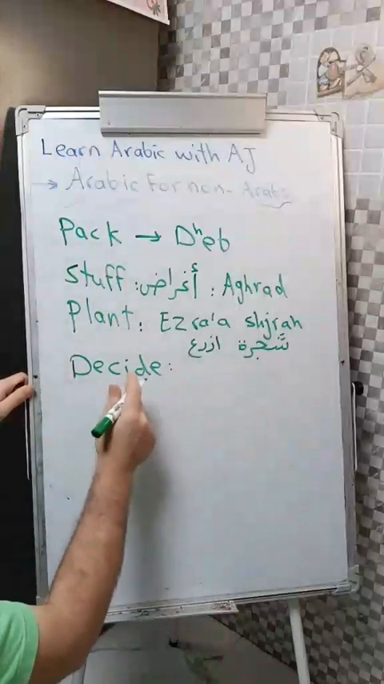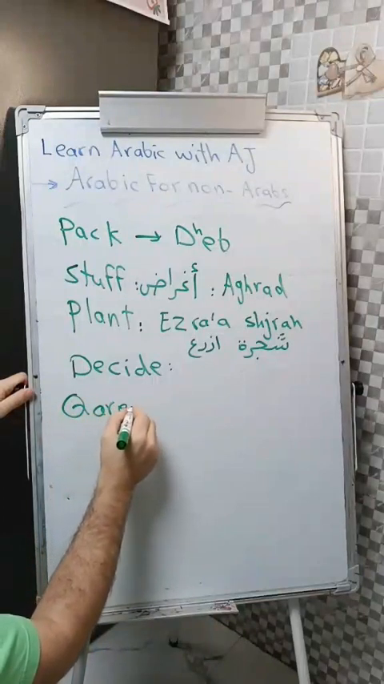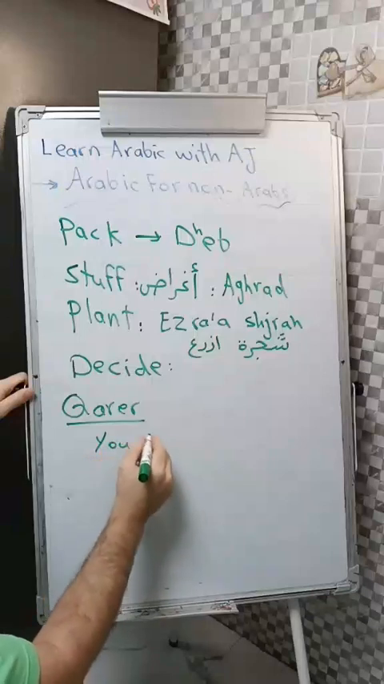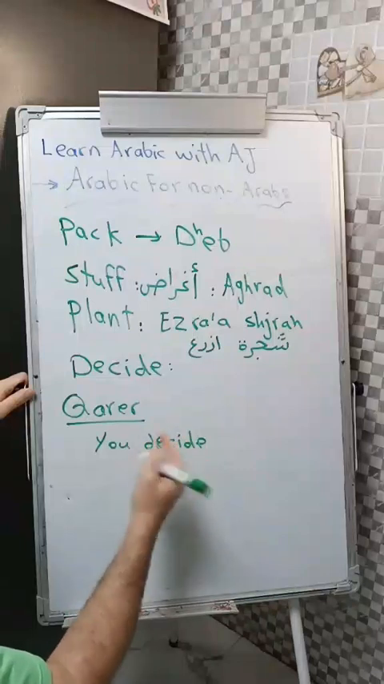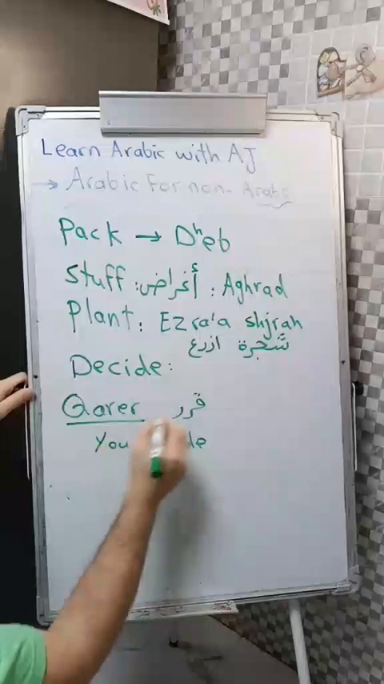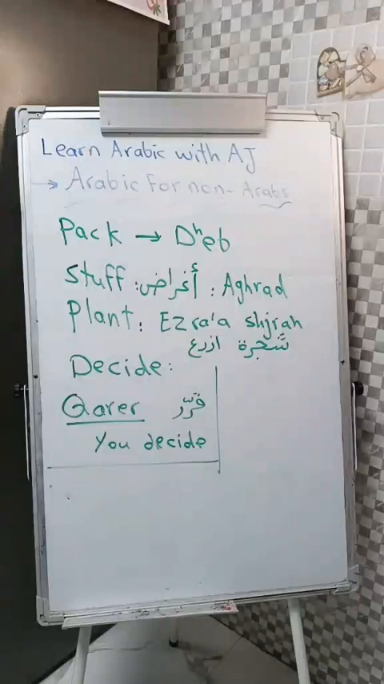Okay. If you want to say, for example, decide, you decide, I say قرر. You decide, I say انت قرر. Okay? قرر. I say حبيبي قرر. My friend, decide please. قرر شو بدك تاكل. Decide what to eat. I say قرر وين بدك تروح. Decide where you wanna go.